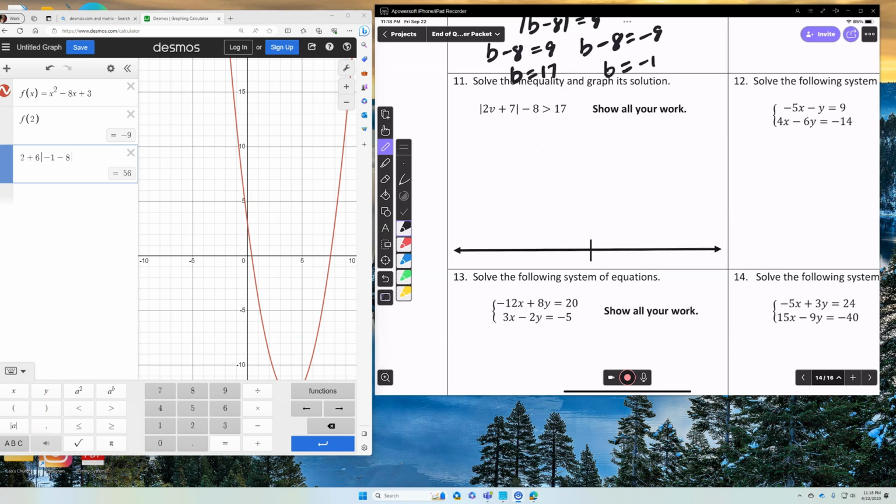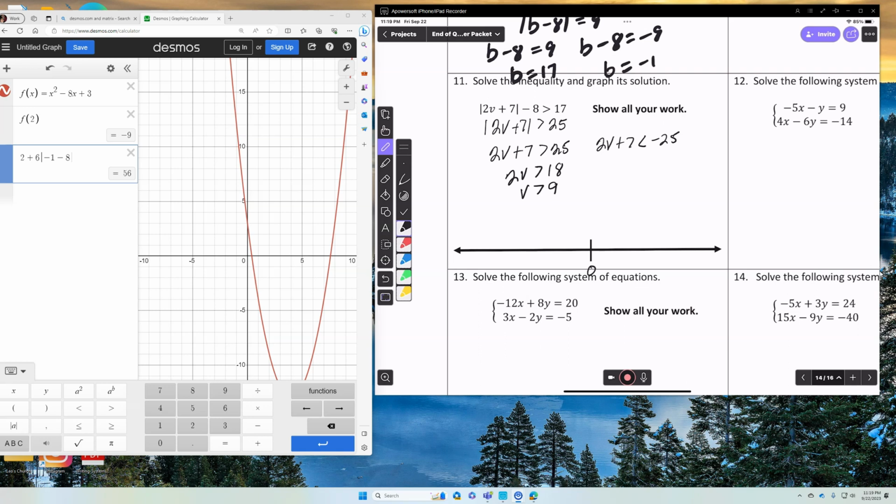Number 11 is solving an absolute value inequality. So once again, we have to have the absolute value by itself. So we add 8 to both sides. So 17 plus 8 gives you 25. And you notice we have the absolute value by itself. That's what we want. So we have 2v plus 7 is greater than 25. And then you have 2v plus 7 is less than negative 25. So you have two inequalities. You subtract 7 from both sides. So 25 minus 7 is 18. Divide by 2. So v is greater than 9.